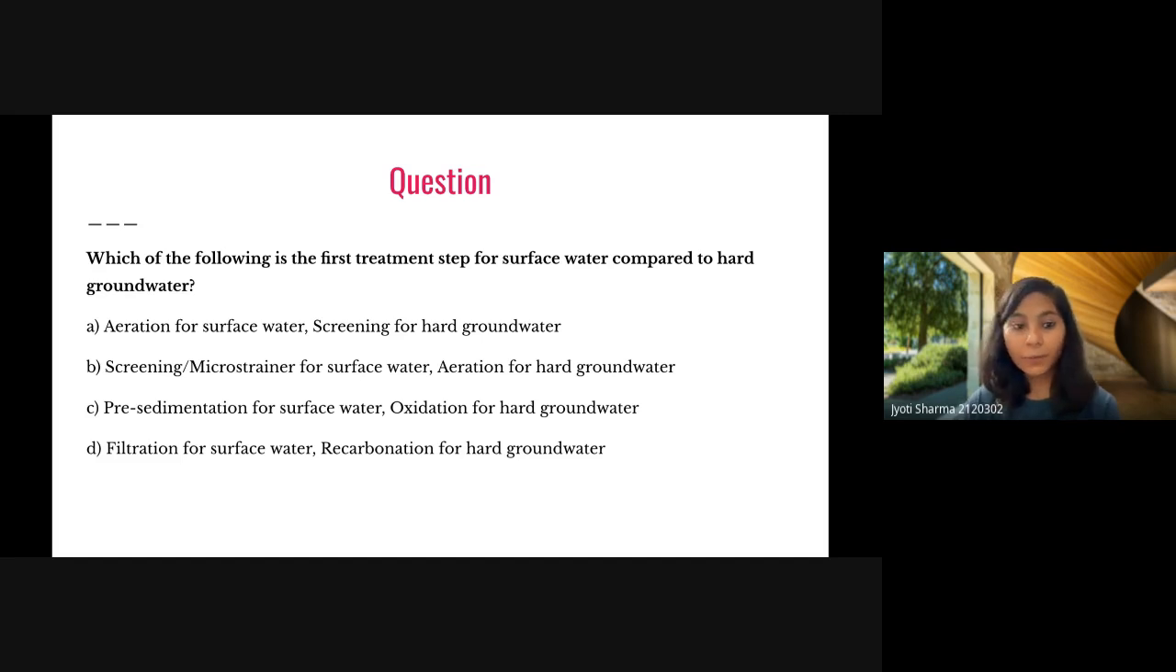Okay, Priscilla gave me the B answer. That is, screening or micro strainer for surface water and aeration for hard groundwater. Yes, this is the right answer, and let me tell you why.